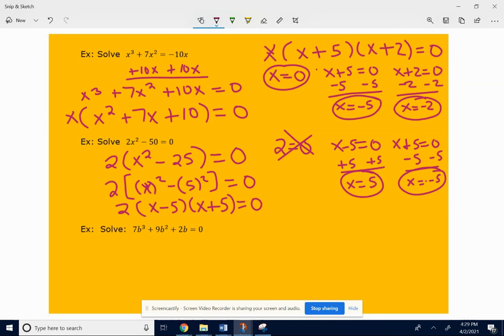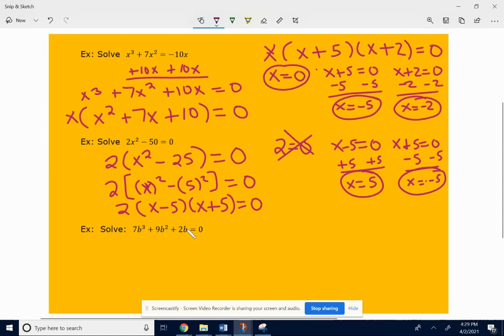Okay, last problem. Solve 7b to the third plus 9b to the second plus 2b is equal to 0. Make sure we have 0 on one side first. We do. So now we need to factor the other side. Greatest common factor first. I'm looking at my numbers here: 7, 9, 2. I can't think of anything other than 1 that will divide into 7 and 9 and 2. But look for variables.